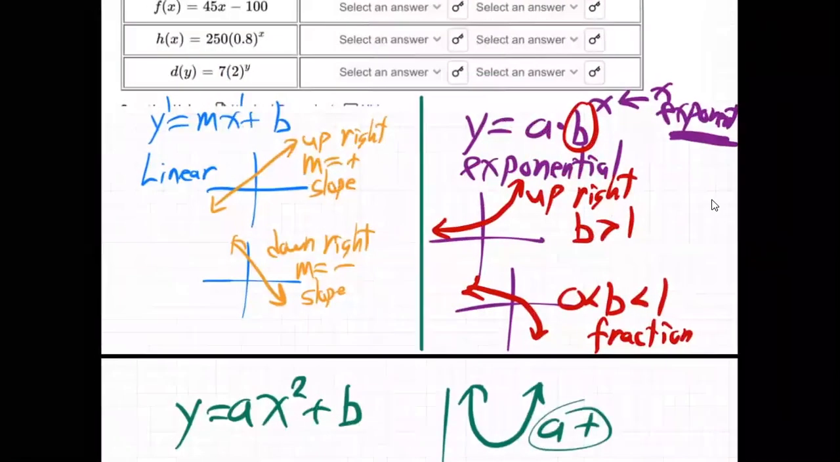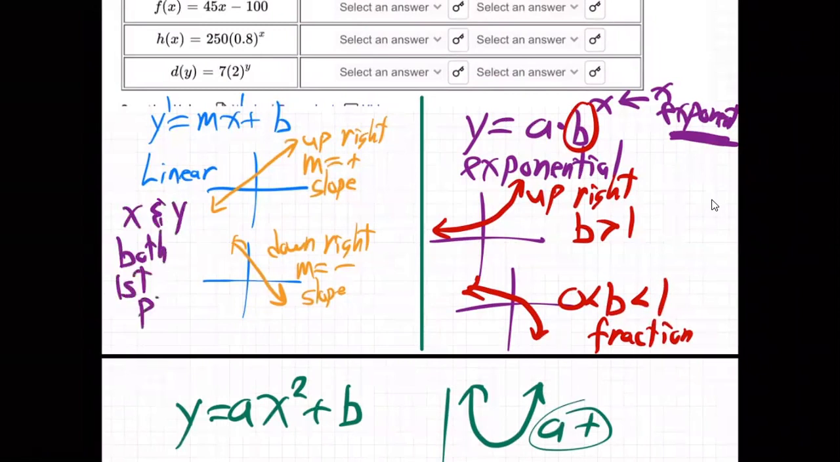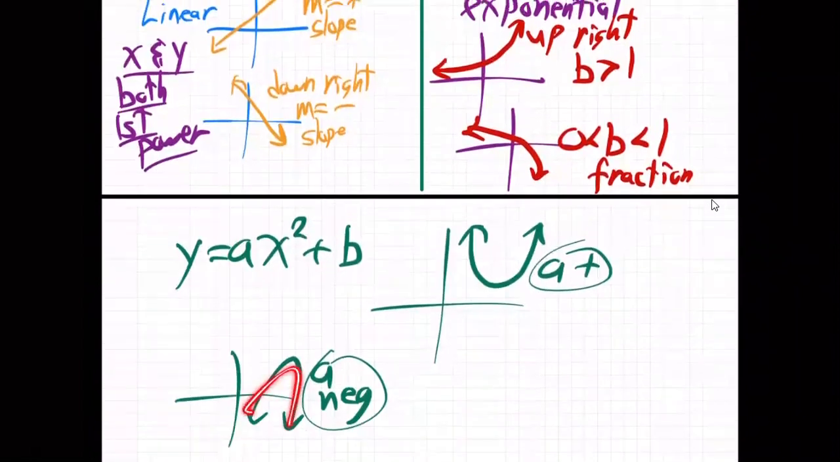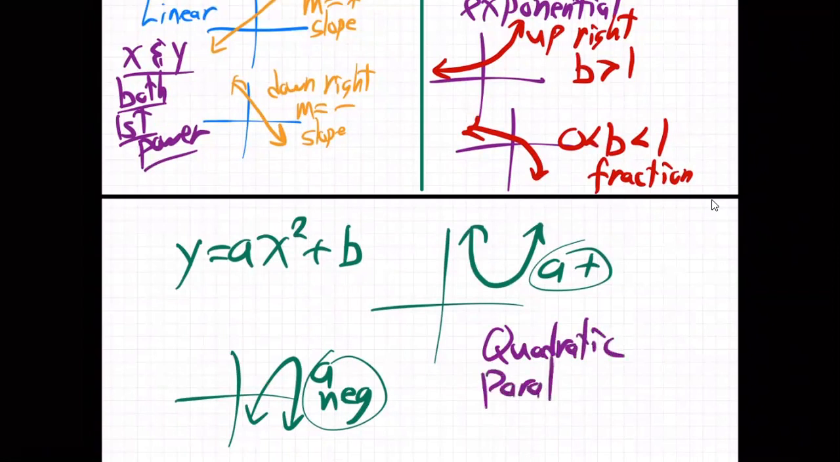And then if x and y, let me write over here for us, x and y both first power. If x and y are both first power, that's linear. If x is squared, that's a U-shape, up or down, what we call parabola, quadratic, goes by lots of names. It's called a quadratic, called a parabola. I call it a U-shape, right? So that's if you have x squared.